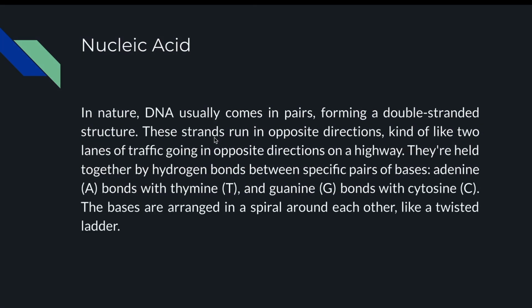In nature, DNA usually comes in pairs, forming a double-stranded structure. These strands run in opposite directions, kind of like two lanes of traffic going in opposite directions on a highway. They're held together by hydrogen bonds between specific pairs of bases, namely adenine with thymine and guanine with cytosine. The bases are arranged in a spiral around each other, like a twisted ladder.